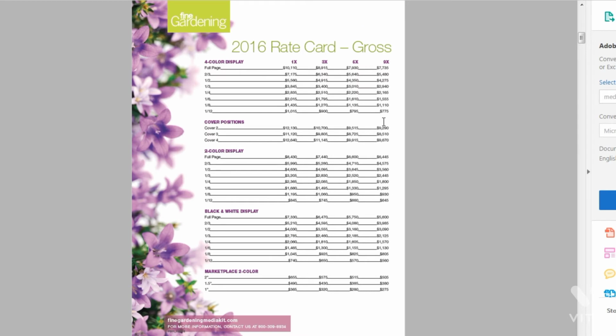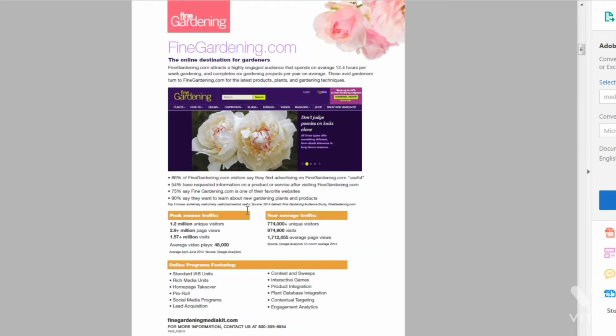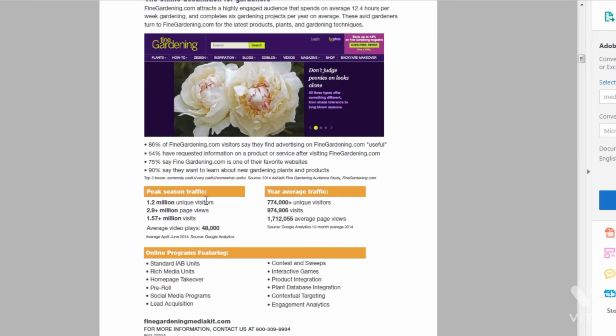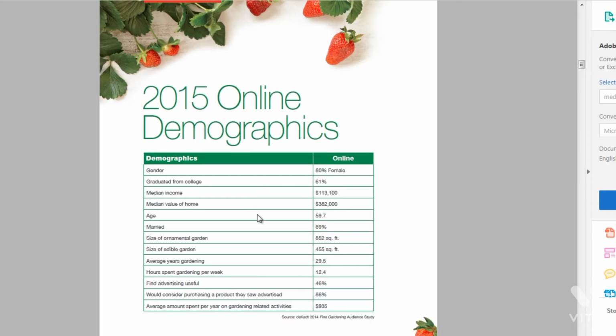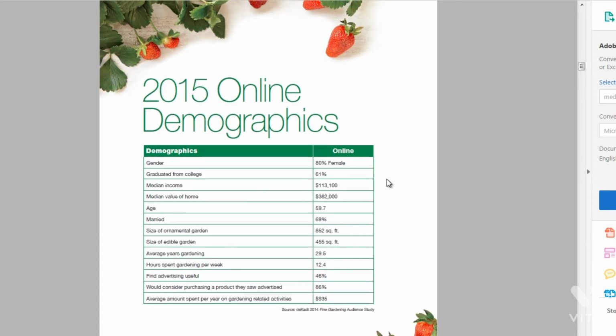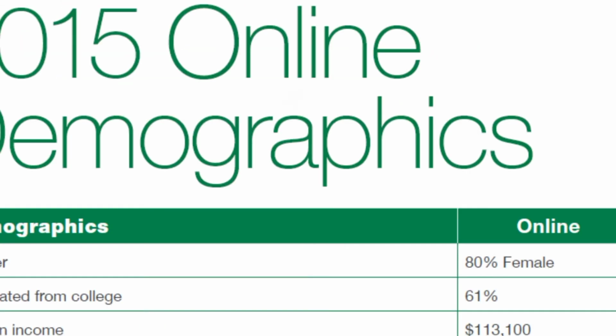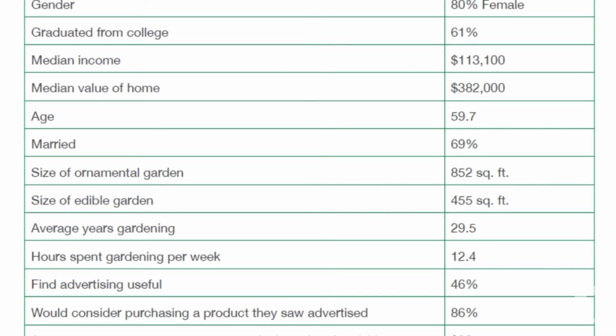Okay, so rate card, Fine Garden, 1.2 million unique visitors, online demographics. Aha, see, there we go. Nice. So this is what we wanted. Gender, 80% female. That confirms what we're talking about. Graduated from college. That confirms it as well. Median income, about $100,000. Age, 59. So we can see that it's kind of more on the older scale. 59 years old. Married, 69%.